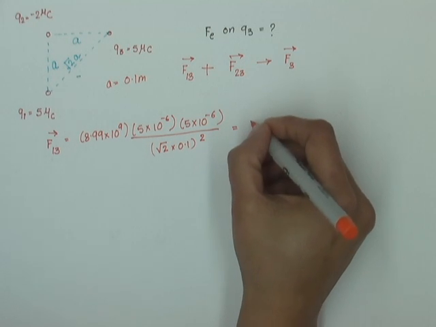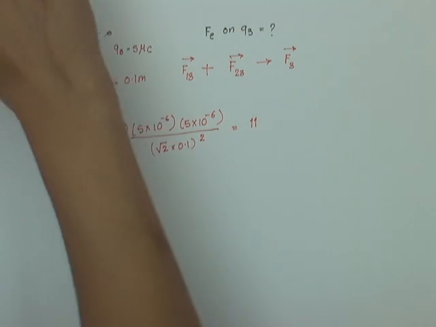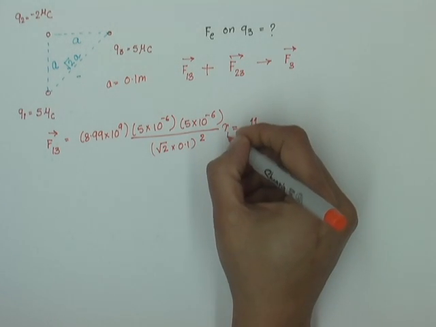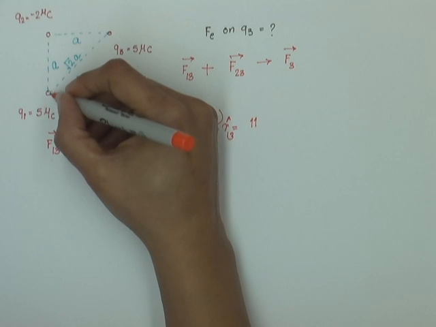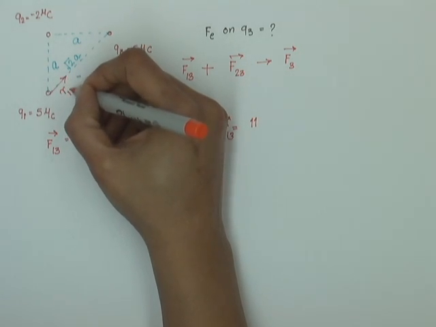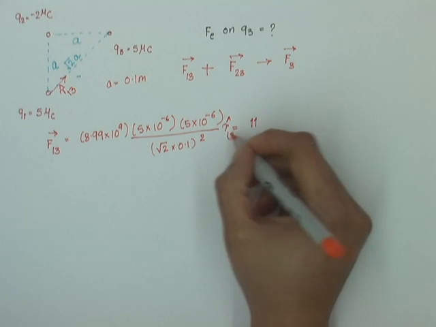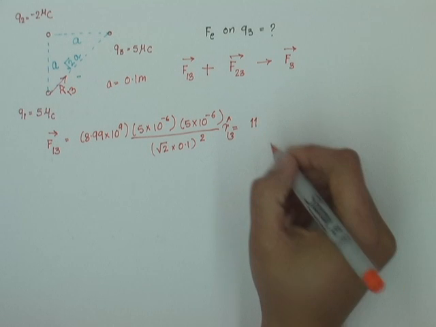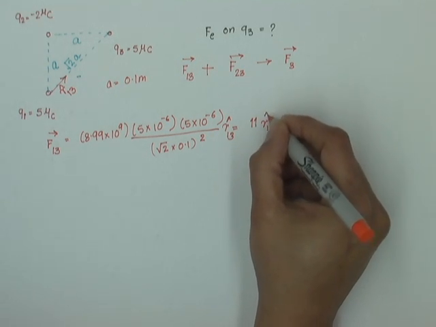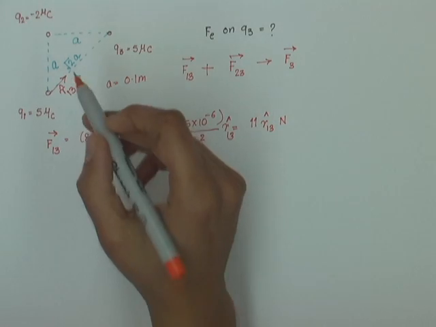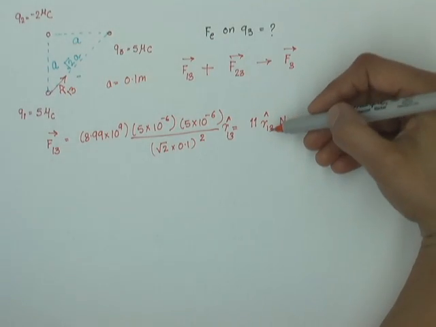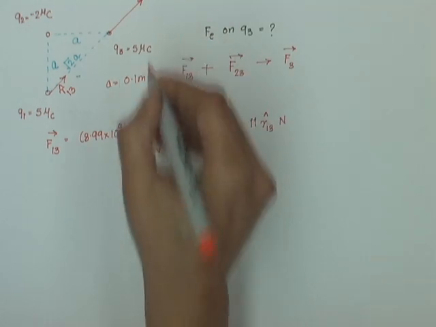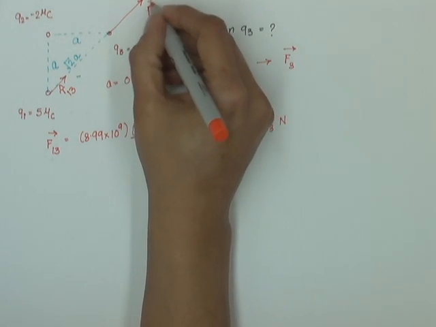And that essentially comes down to one important thing: I'm writing the vector equation. So what is my unit vector? My unit vector is R13 cap, the unit vector that acts from 1 to 3. If I solve this, I get F13 has magnitude 11 Newton, in the direction of R13 hat, and so this is my answer. This is the force exerted by Q1 on Q3. I will draw it like this, and this is my F13.